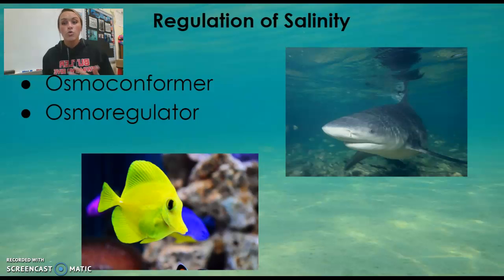Osmoregulators, on the other hand, would be other types of bony fish. So we see these reef fish as a prime example of that. And osmoregulators have a variety of different mechanisms in order to actually hold on to that excess water that they need within their bodies rather than losing it to their salty environment. So they do things like release less urine, and when they do release urine, it's very diluted, so it's a lot more water than it is urea.